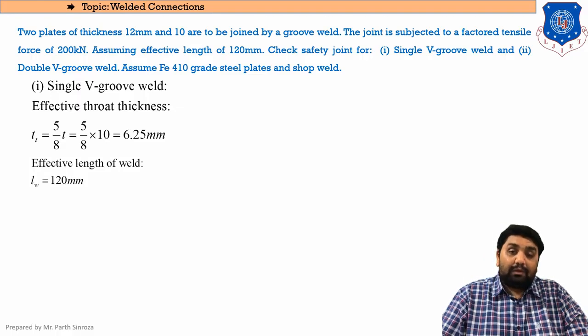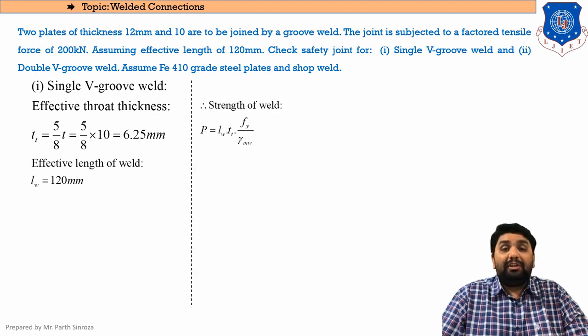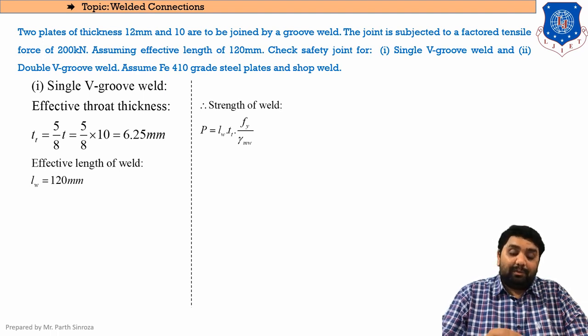Clear? Now moving forward, as the effective length of weld is already given in the question as 120 mm, we need to find the strength of weld. Again the equation will be the same, Pw equal to Lw Tt Fwd. The equation will be the same either in the case of fillet or butt weld, but the difference will be the term Fwd.